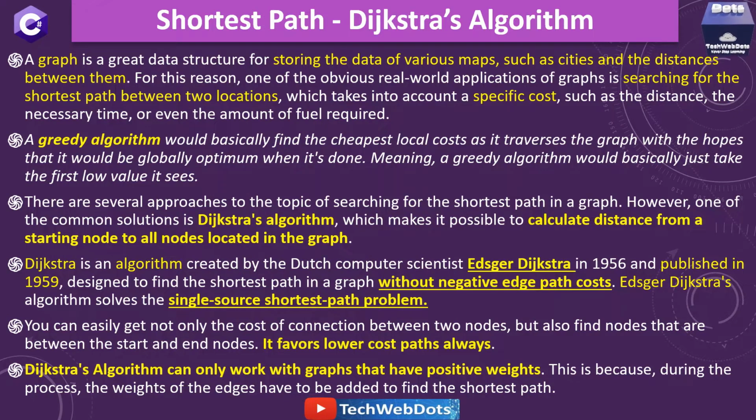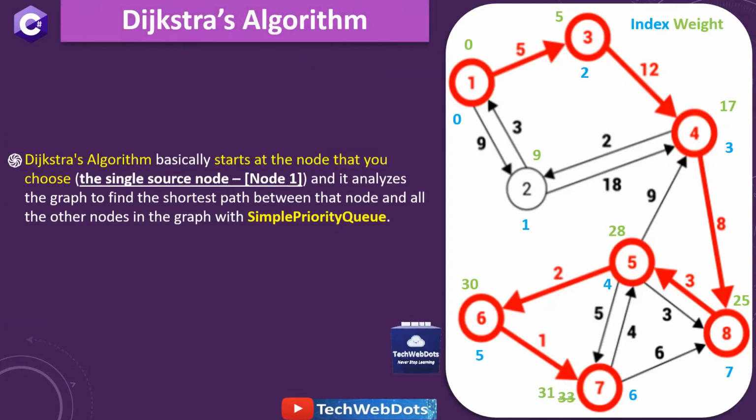This is because during the process the weights of edges have to be added to find the shortest path, and if any of the edge weights is negative, definitely the output will not be correct. So that's why it is supported only for positive values. Okay, so let's move ahead.